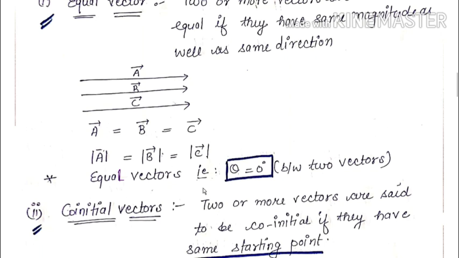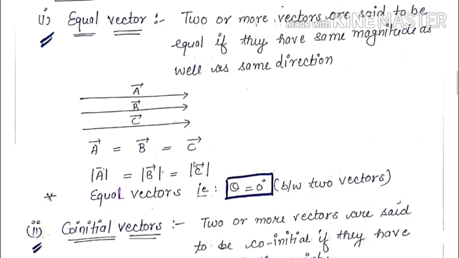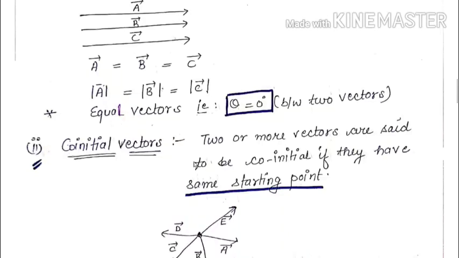For equal vectors, from the diagram it is clear that theta would be equal to 0 degree between the two vectors. Next is coinitial vectors.